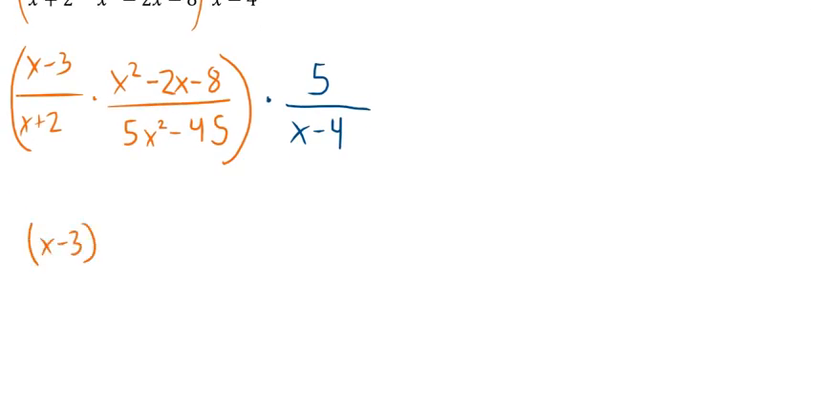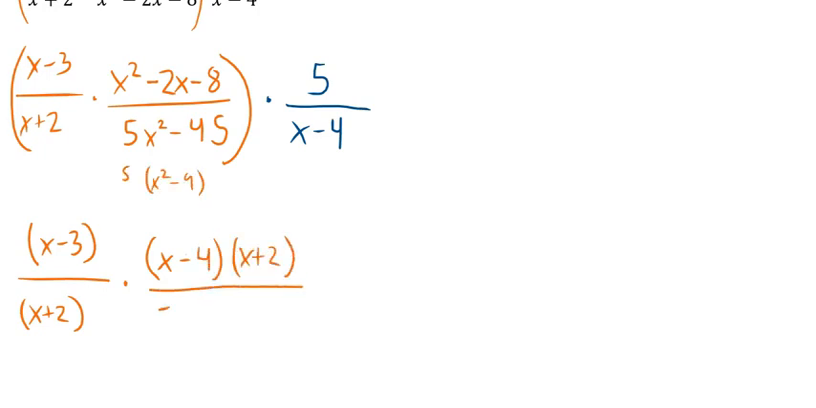Next, I need to factor everything. The first fraction, nothing factors. The second one, the numerator, I'll use a -4. I'll use a +2. The denominator, let's take out GCF. Oh my god, that's difference of squares.